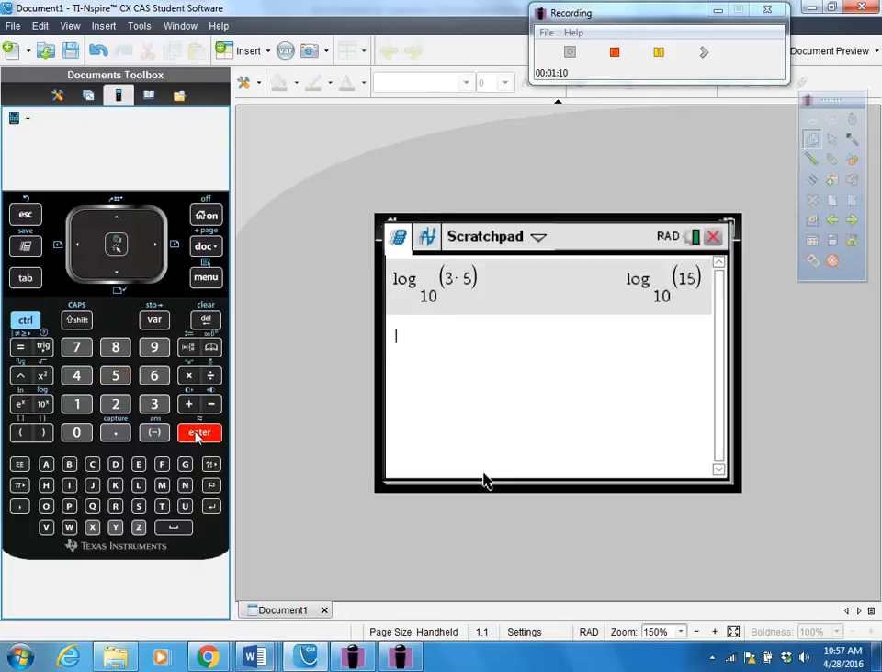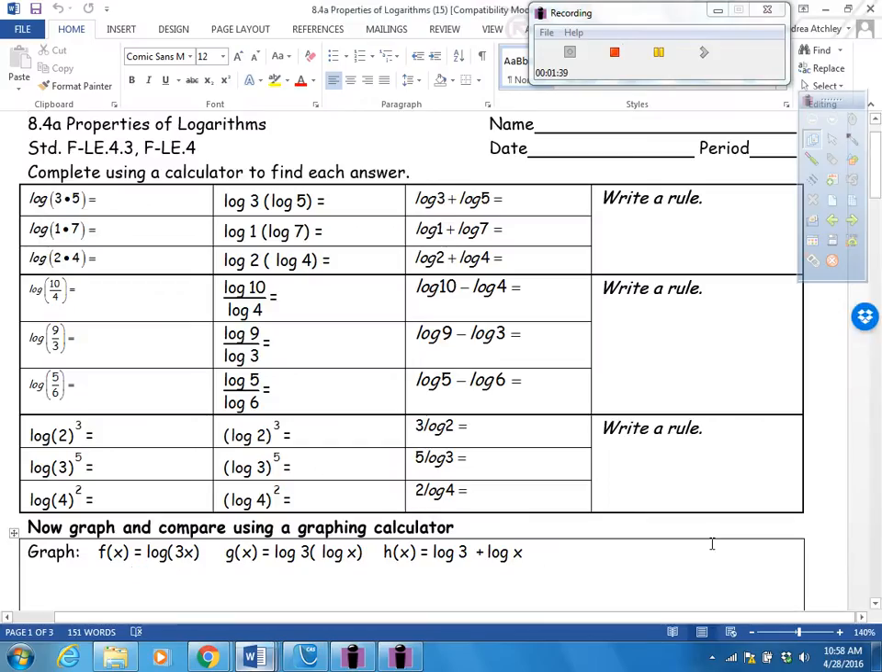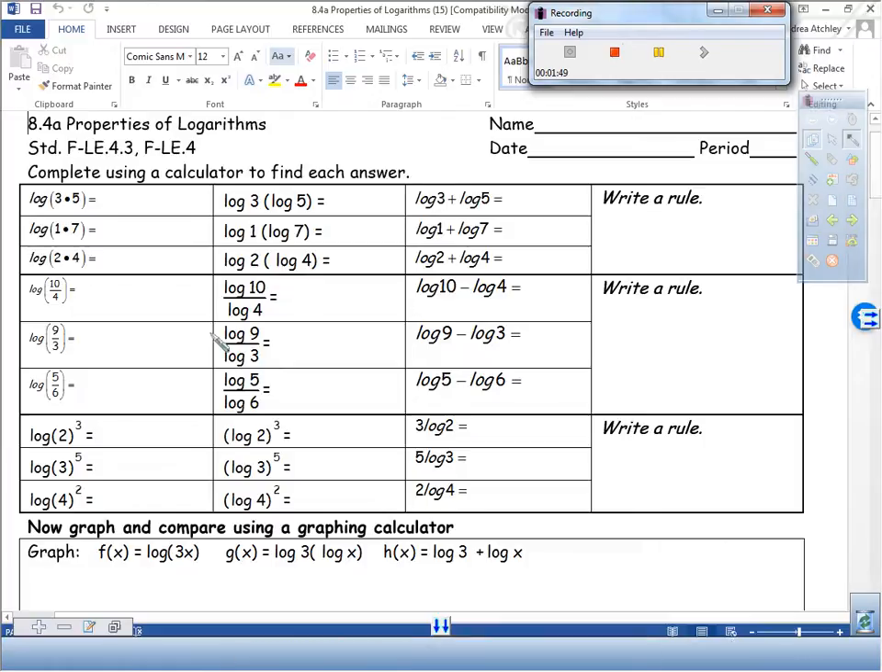And hit enter. And you get this, which doesn't help me much, because I still don't know what that means. So you have to hit Control, Enter, and it will round it for you. So log base 10 of 3 times 5, or of 15, because 3 times 5 is 15, is 1.176. Round to 3 decimal places for me. So on your notes, you're going to put 1.176.